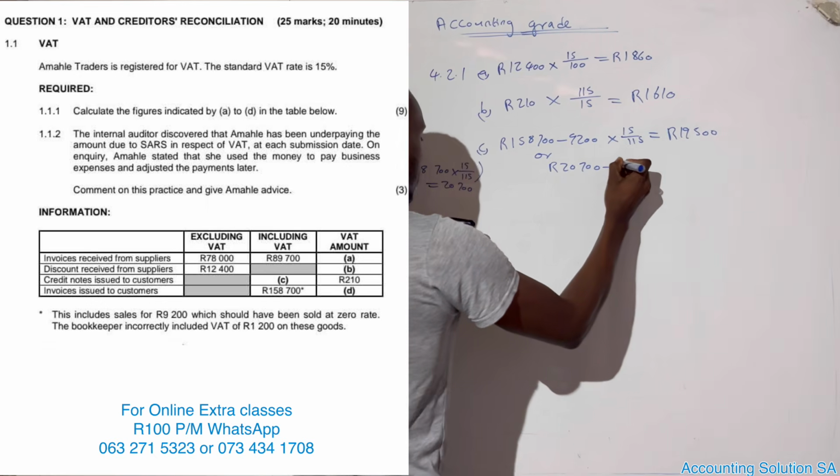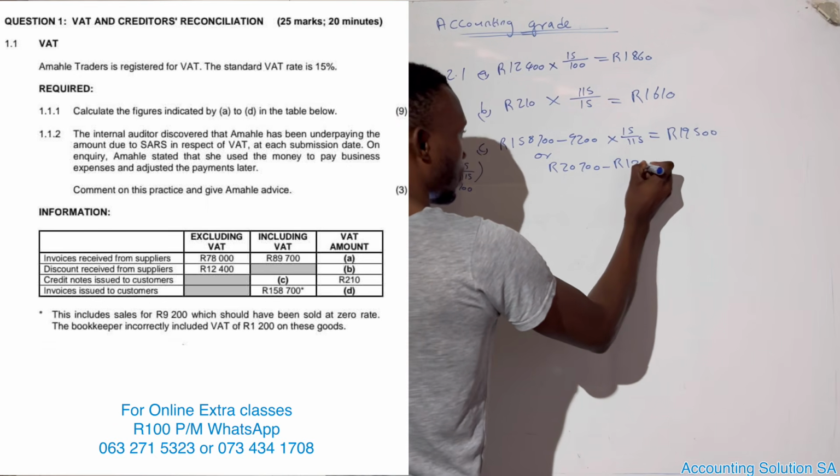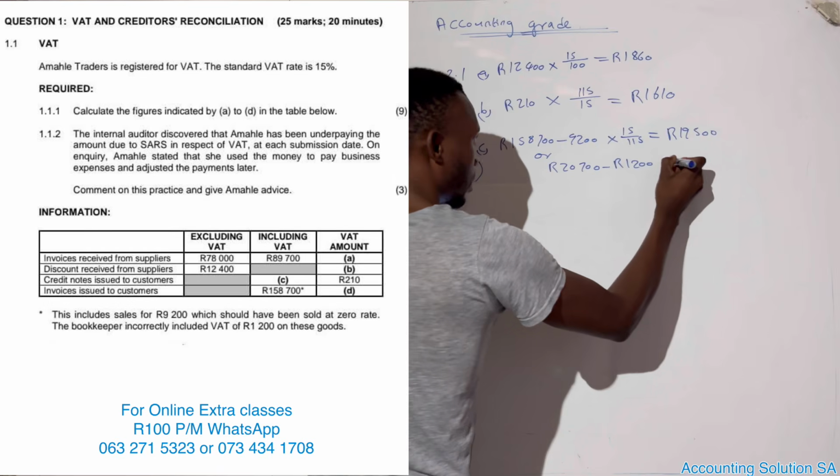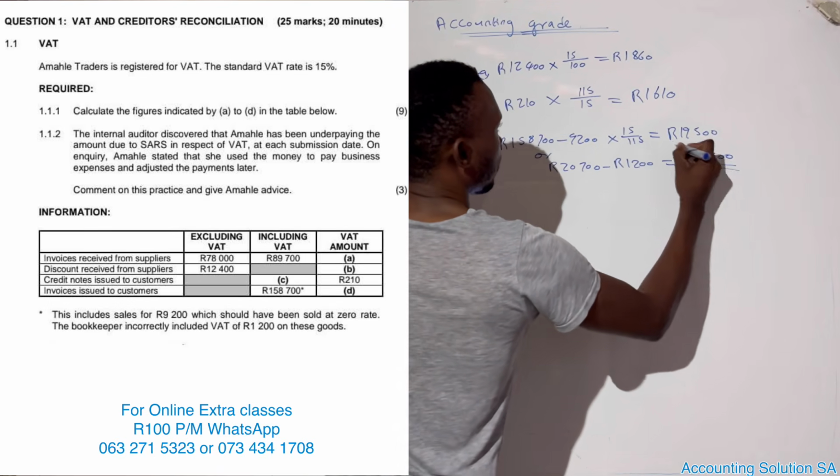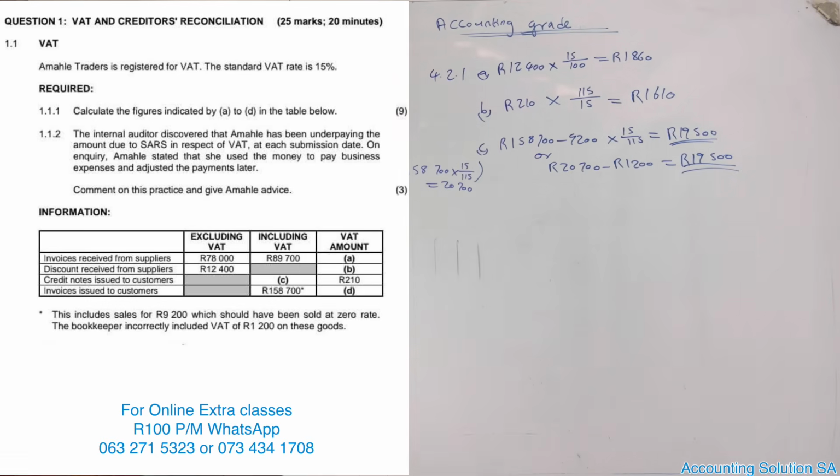Or you say 20,700 minus the VAT amount of 1,200 that was incorrectly included. It will give you 19,500. That's how you can calculate this. You've got two options that you can use. All right.